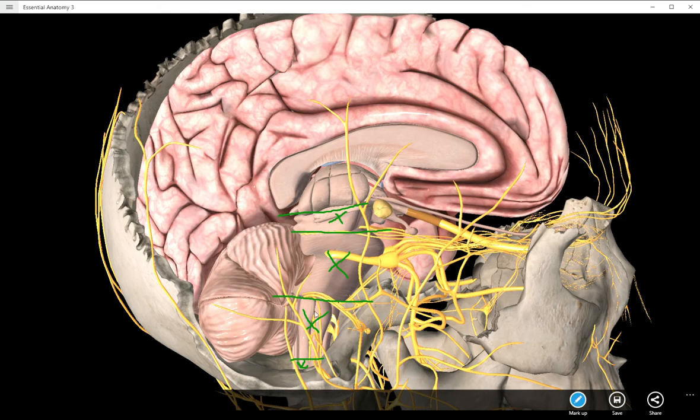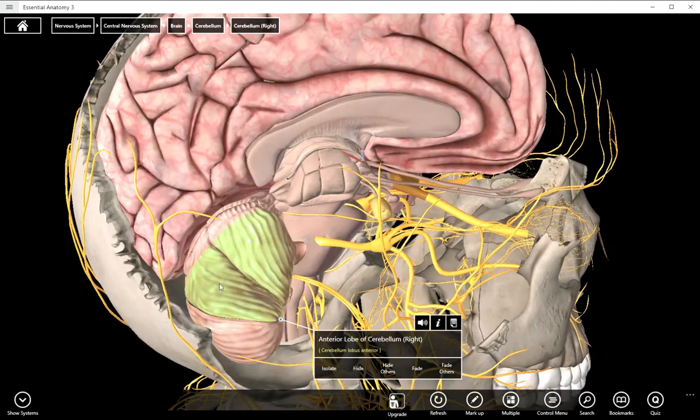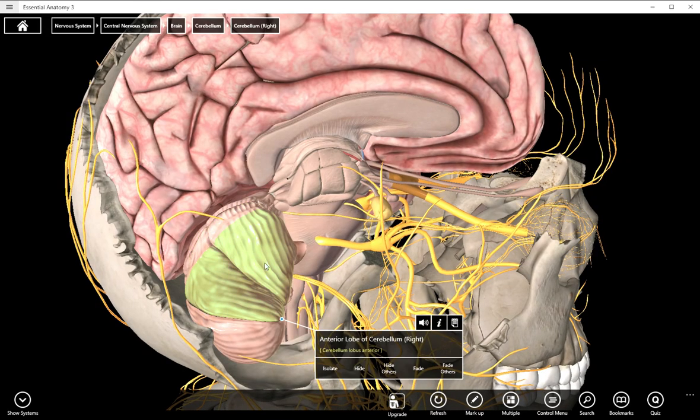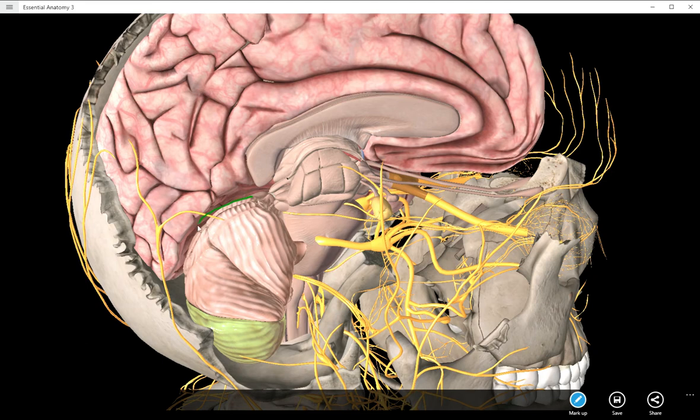So these three structures here collectively are referred to as your brainstem. And then this structure here, including the hypothalamus, epithalamus, and thalamus, is called the diencephalon. And then behind the pons, you have the cerebellum, and they've broken it into different lobes and things. But this whole structure here is called the cerebellum.